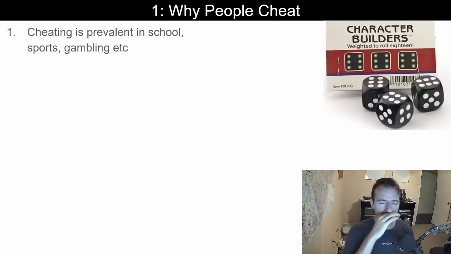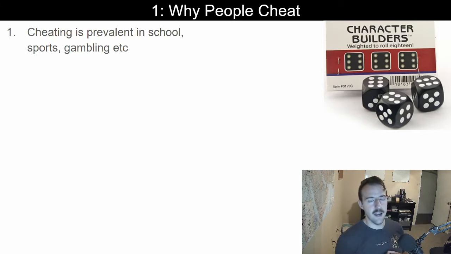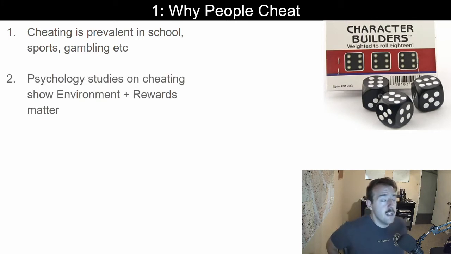So, why do people cheat? Well, cheating is prevalent in school, in tests, in sports where people take steroids, in gambling, stock market with insider trading. At the end of the day, cheating is an endemic issue in our lives and is prevalent everywhere we go, right? D&D is no different. And psychological studies on cheating show us that the environment and the rewards matter. So, one example of this was when people were asked to complete a test and then they got $1 for every question they got right.